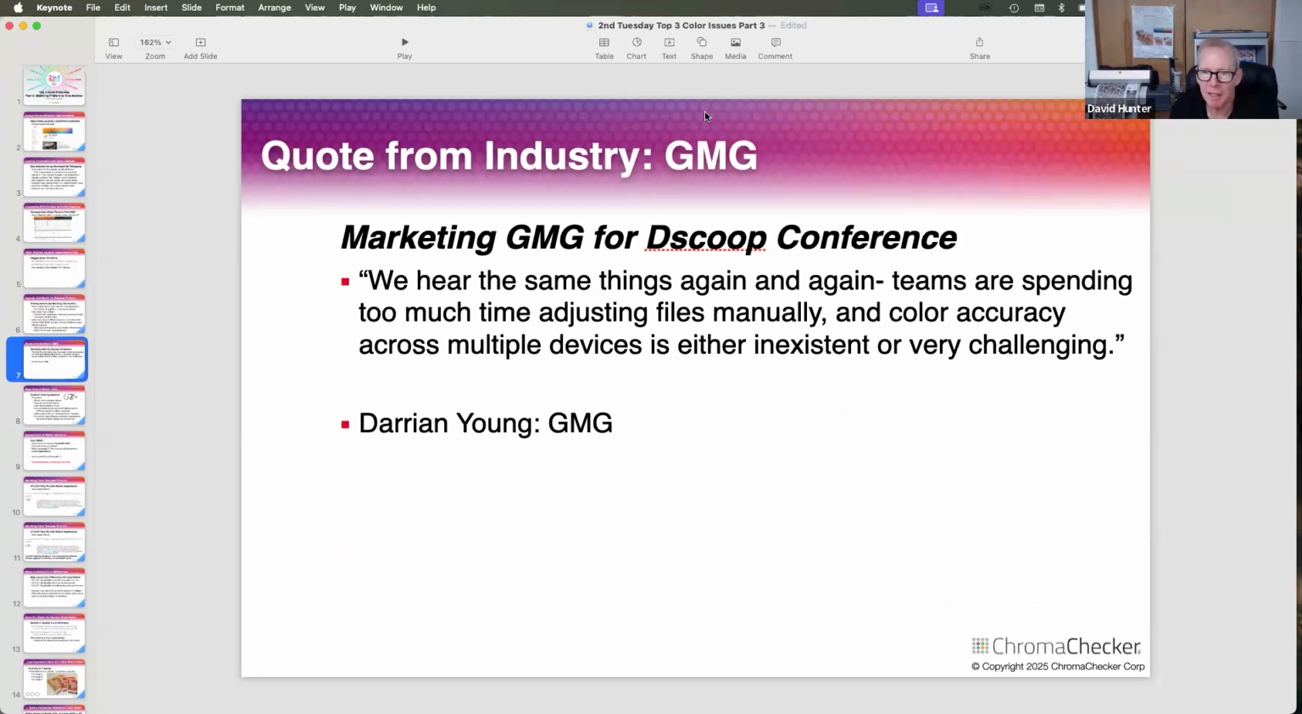He said, we hear the same things again and again. Teams are spending too much time adjusting files manually, and color accuracy across multiple devices is either inexistent or very challenging. Totally agree with that. It's very challenging for a couple of reasons. Number one, most people don't know how to quantify the color difference between 2 prints, 2 pages. And they don't know how to quantify how close each print is hitting the given reference that you're aiming for, if you're even trying to hit a reference.